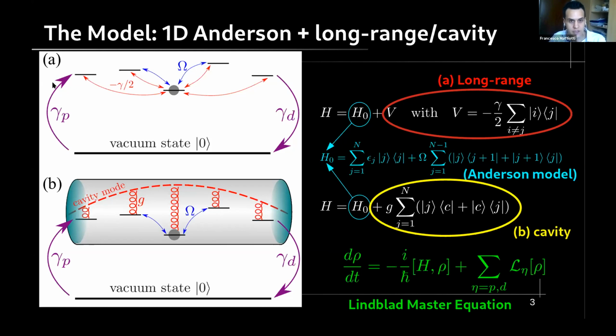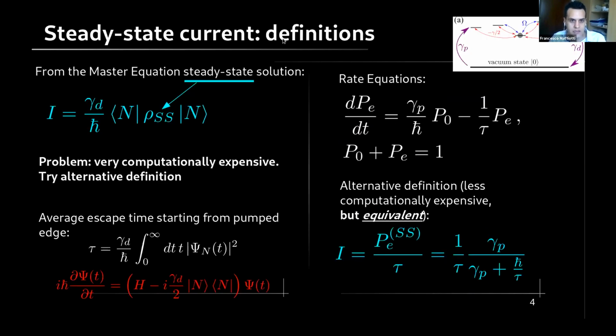So as a figure of merit of transport, we study the steady-state current transmitted through the system in the presence of pumping and draining. One just solves the master equation at the steady state, and one can compute the current like this. But the problem from the practical point of view is that it's computationally expensive, and one is limited by chains of just a few hundred elements. So it's limiting also to compare to the experiments. So we explored other figures of merit.